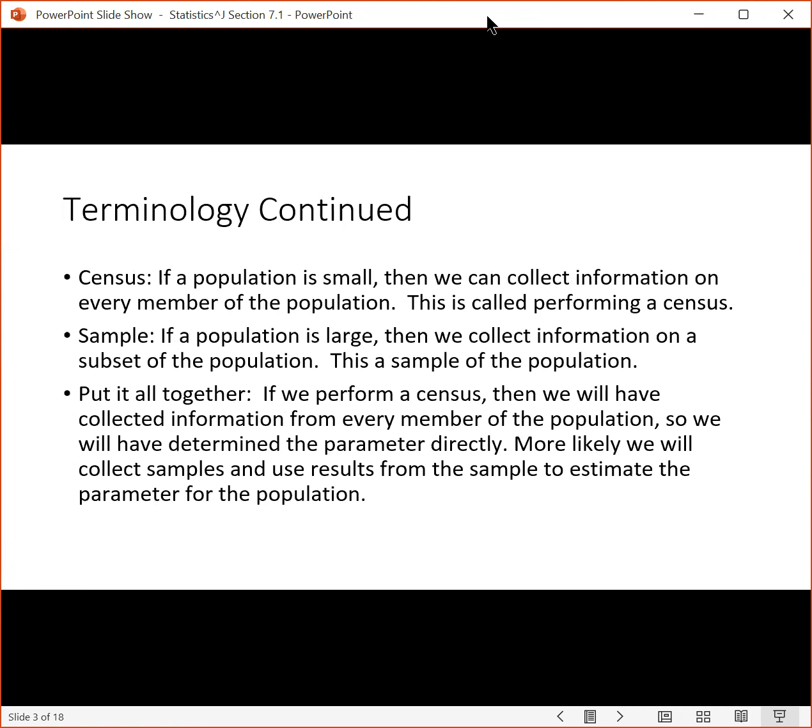If a population is small, then we can collect information on every member of the population. This is called performing a census. If a population is large, then we collect information on a subset of the population. The subset is called a sample of the population. If you put those two together with the previous page, what we can say is if we perform a census, then we will collect information from every member of the population, and we use that information to determine the parameter directly. That's unusual. More likely, we will collect samples and use the results from the sample to estimate the parameter for the population.